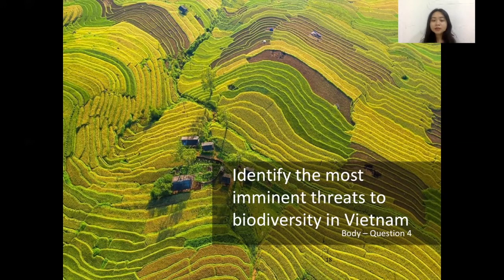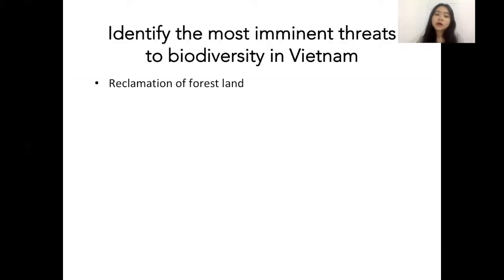And the next part is identifying the most imminent threats to biodiversity in Vietnam. The first threat is reclamation of forest land. The loss and fragmentation of ecosystems, natural habitat, and biodiversity depletion have coincided with the cutting down of forests and wetlands for agriculture, industrial production, and urbanization.